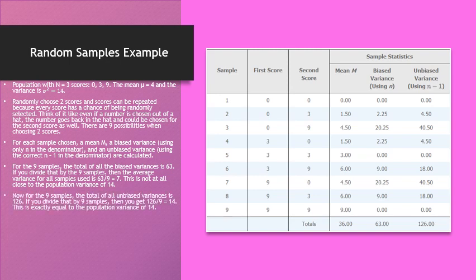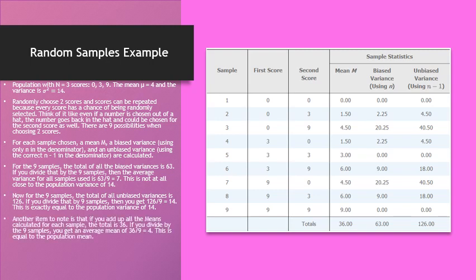Now let's look for the 9 samples at all the unbiased variances. If we add those up, we get 126, and then we divide by the 9 samples, we get 14, which is exactly equal to the population variance. So this is one reason we use n minus 1 in the variance calculation for a sample, so that we can say that our sample mean estimates our population mean. Our sample variance and standard deviation estimates our population standard deviation.